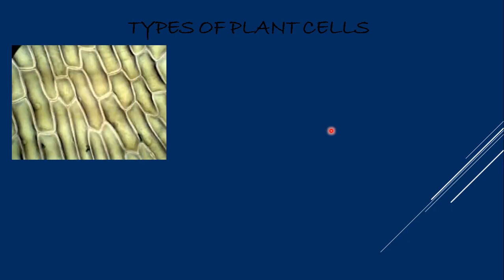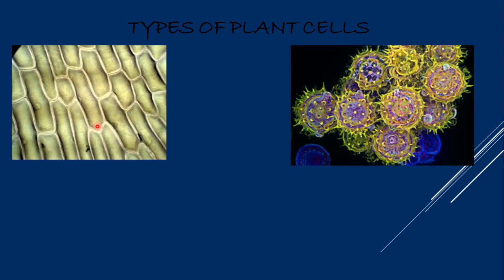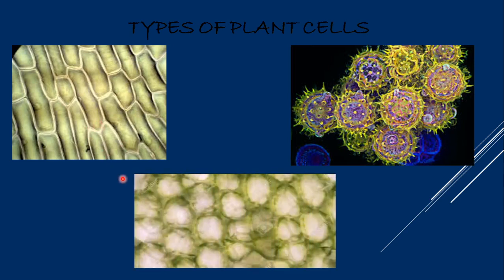Now, types of plant cells. These are some images of plant cells. Here we can see onion cells. Onion peel cells, when observed under the microscope, appear in that manner. These are some pollen grains and some parenchyma cells with the plastids, that is the chloroplasts around them, that give the green appearance.